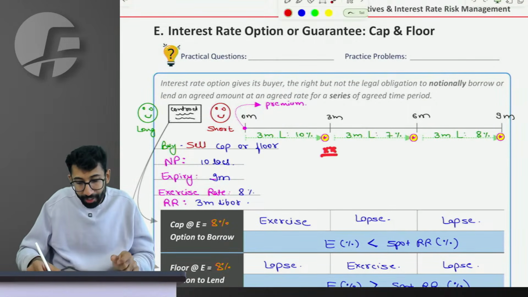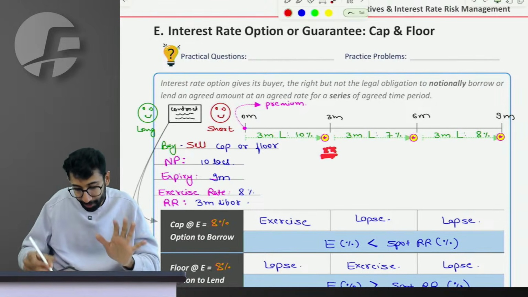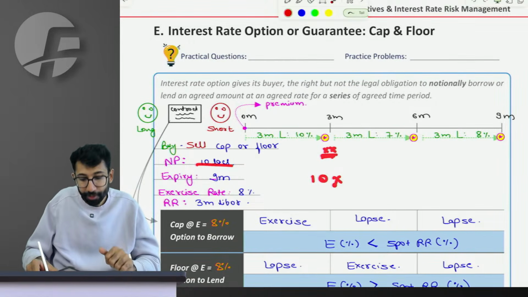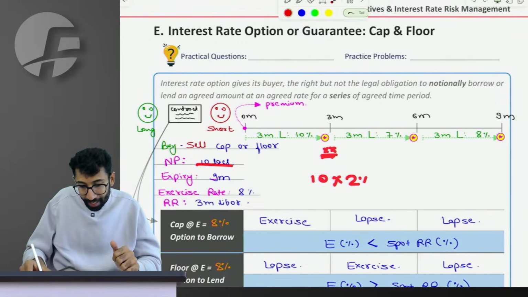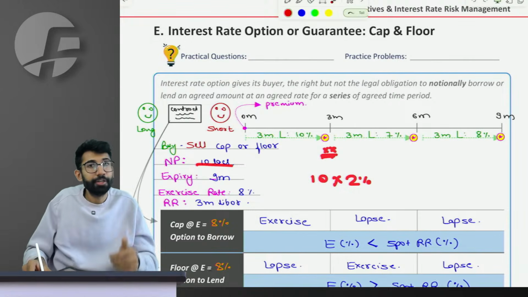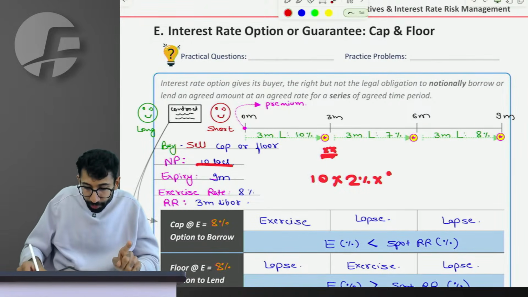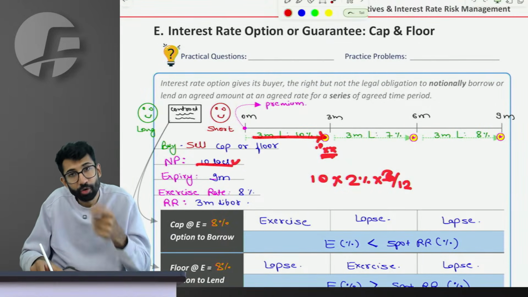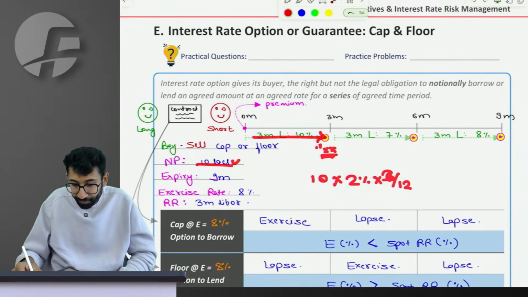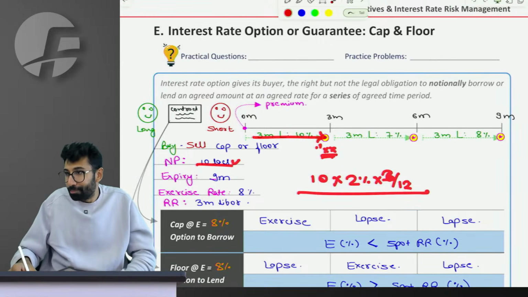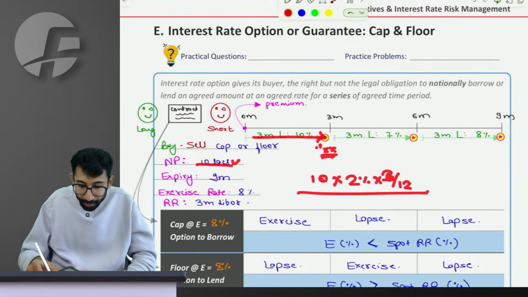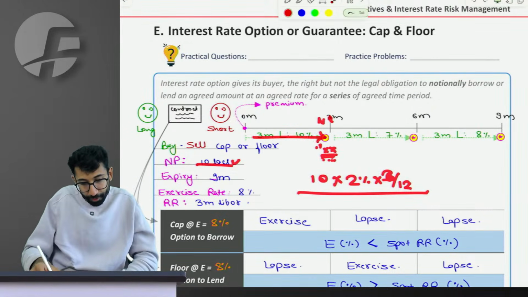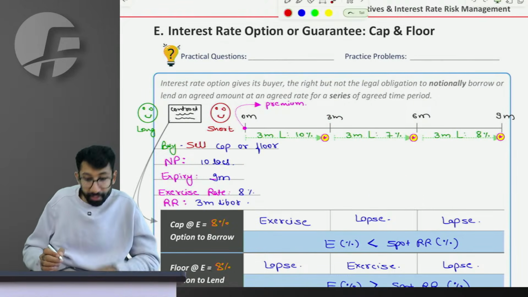Sir, how much will be the amount of gain or loss being settled? Common sense. On an amount of 10 lakh, you feel that you have gained 2, but only for a period of 3 by 12 months, because the rates were per annum and your borrowing period is just 3 months. So whatever you have gained is for 3 months, right? That's how, people in the class, the settlement amount happens at the end of the 3rd month.